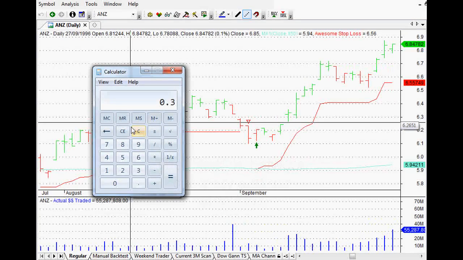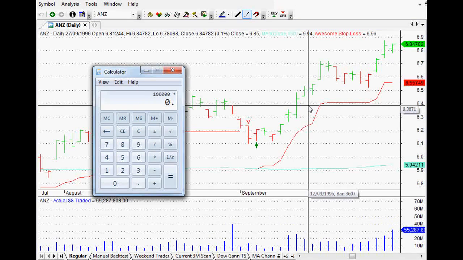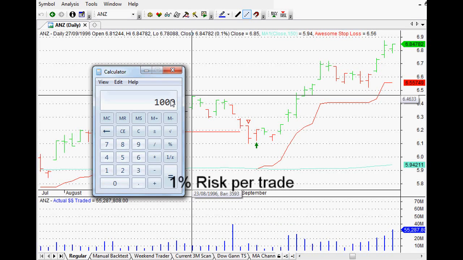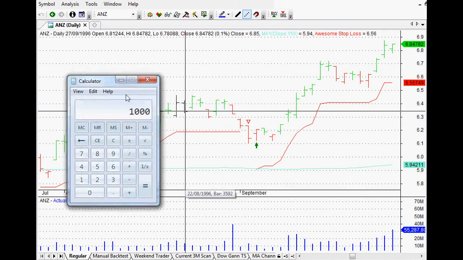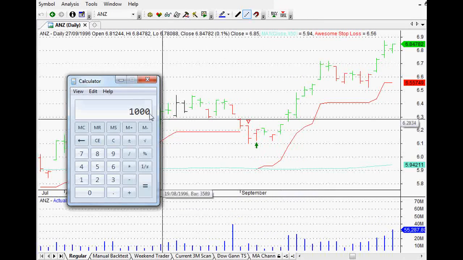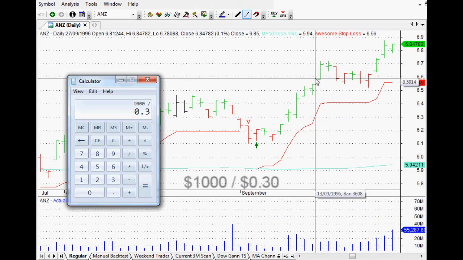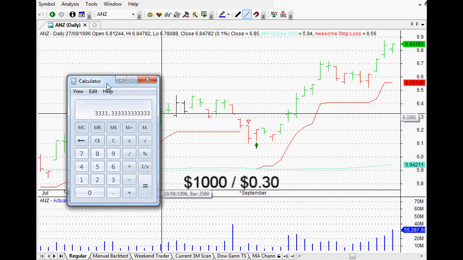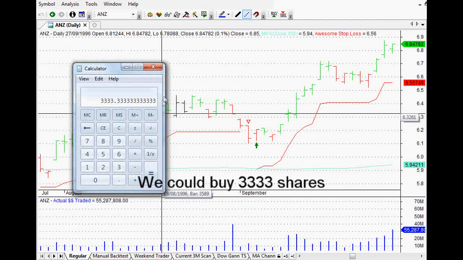Now, just for simplicity's sake, let's say we have a $100,000 portfolio, and we only want to risk, let's say, 1% at any one time of our portfolio. So what do we times that by? 0.01. My mathematics is terrible, obviously, but that will give us $1,000 of risk per trade. That doesn't mean that we're buying 1,000 shares or buying $1,000 worth of shares. It means that we're risking $1,000. So if we have $1,000 to risk and we divide that by the 30 cents that is between our entry and our stop loss, then in this particular scenario, we would be buying 3,333 shares. So that's how that works.